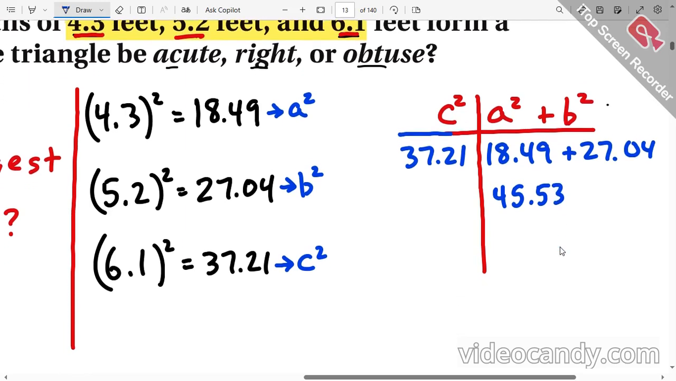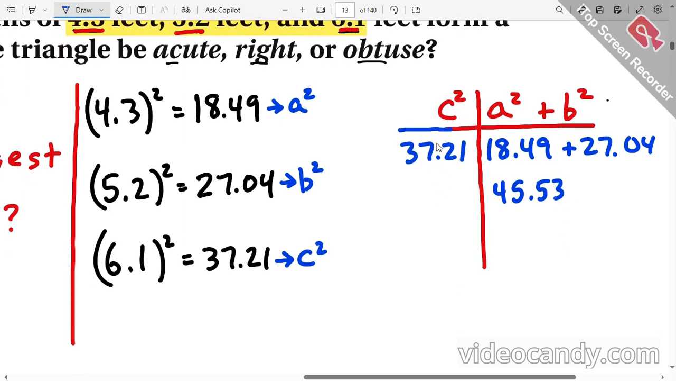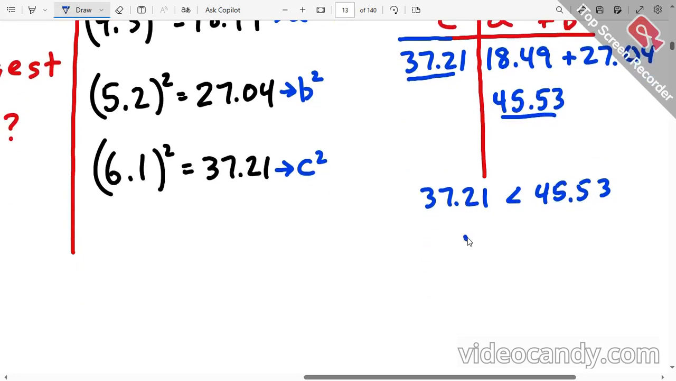All right, so which one is less? We're doing this versus that. Well, 3721 is clearly less than 45.53. All right, which means the c squared is less than the a squared plus b squared.